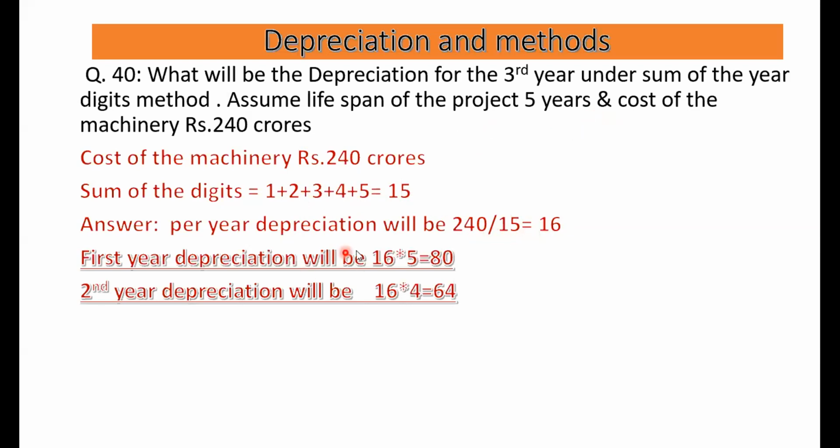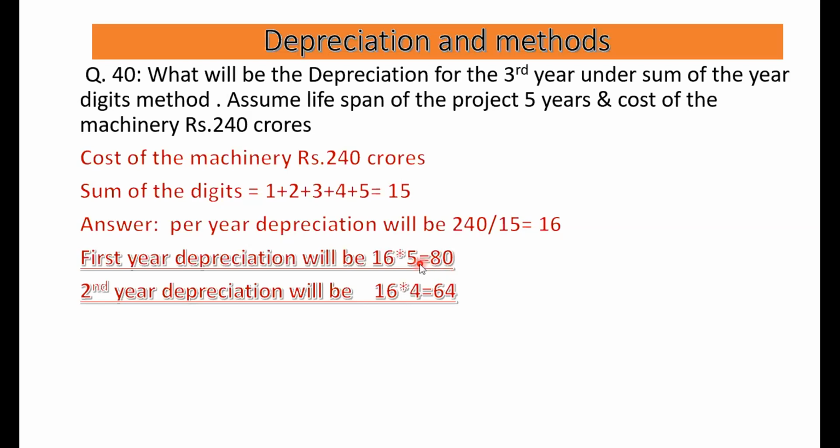Now first year depreciation will be 16 into the first one, it will be more. Because the project life is 5 years, 5 you have to multiply: 80. Next year, same 16, 4 you have to multiply. Initially you have to get more depreciation. Then as the years go by, the value of that machinery will be too low. That is not reducing balance, it's a different method.